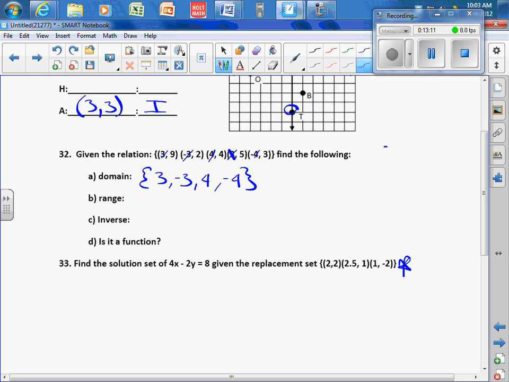The range then is the set of y's. What numbers are we using for y? I have a 9, 2, 4, 5, and 3. So we have our range there.